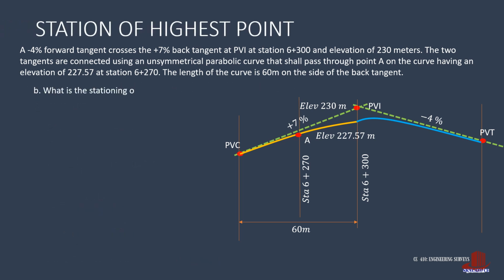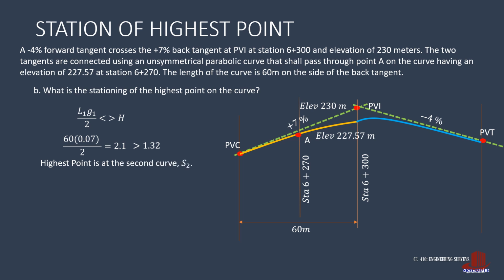The next question is the stationing of the highest point of the curve. First, identify where the highest point lies. This is comparing half of L1G1 with H. Place the values, making 60 times 0.07 over 2 as 2.1, and this is larger than H, which is 1.32. This means that the highest point lies on the second curve, so we are to use S2 in finding for the station of the highest point.